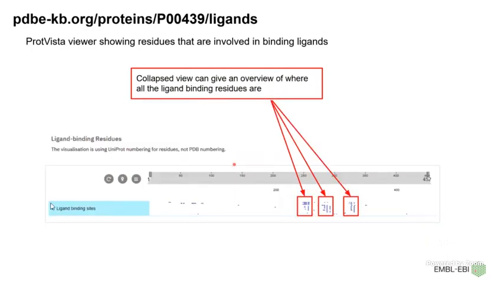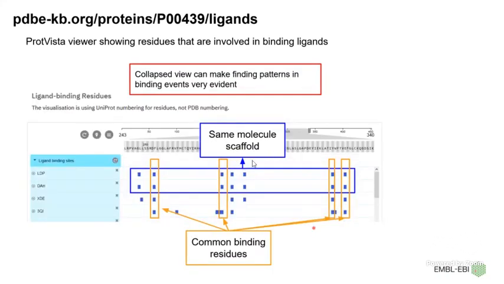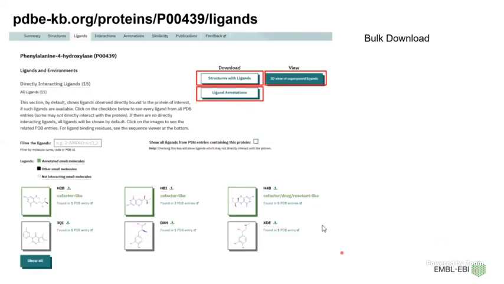If you collapse the ligand binding site, you can often see the overall ligand binding residue overview. And this collapsed view can also help in finding patterns in binding events. For example, over here, you can see these particular two ligands have similar binding sites and they have the same scaffold. And you can also identify the common binding residues. You can download the data using, again, the download buttons and also the ligand annotations.